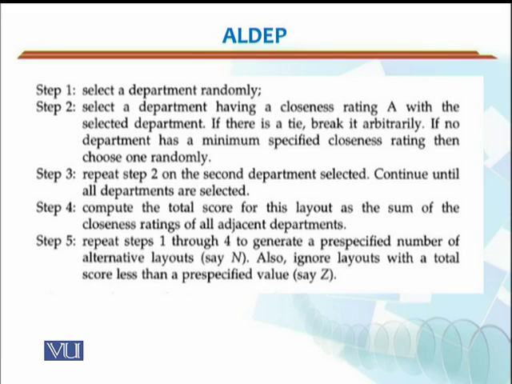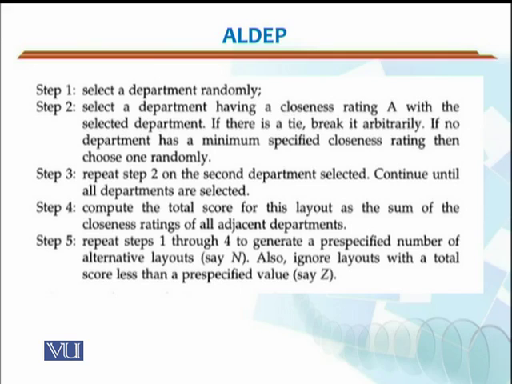For the selected department, if there is a tie, break it arbitrarily. If you have two A's or more than two, break it arbitrarily. Choose anyone. If no department has the minimum specified closeness rating, then choose one randomly. If none is that close and no department qualifies, then you have to choose randomly. Repeat step 2 on the second department selected. Continue until all departments are selected. So the first procedure is selection, based on the closeness rating.